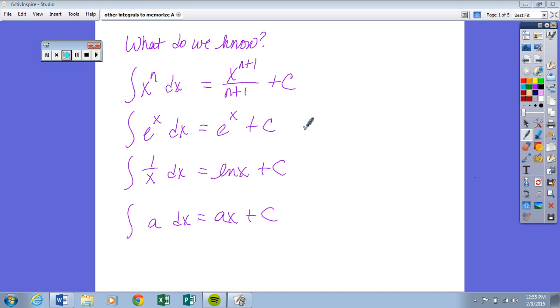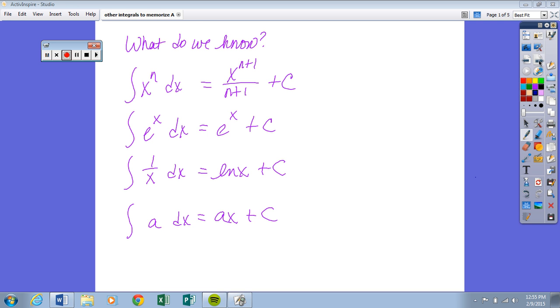Okay, so in this section we're going to talk about the integrals that we already know, and then a few new ones to add to the list, and then how to use those on practice problems.